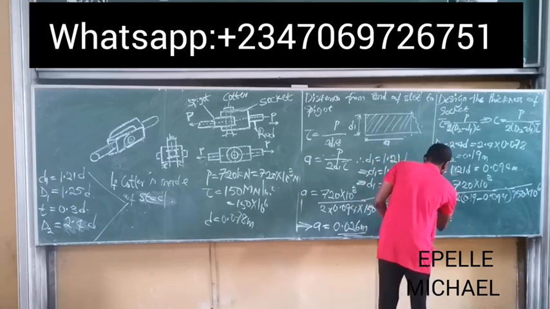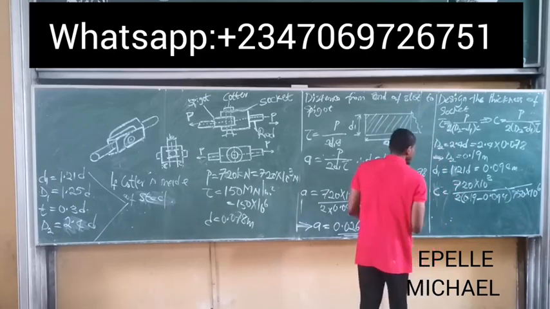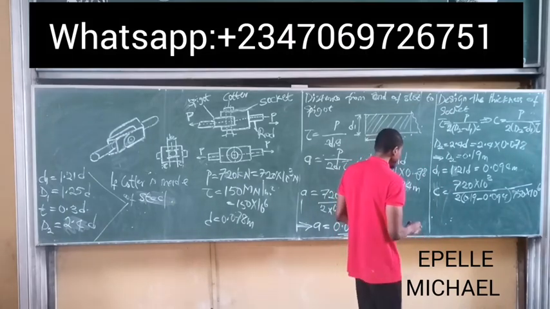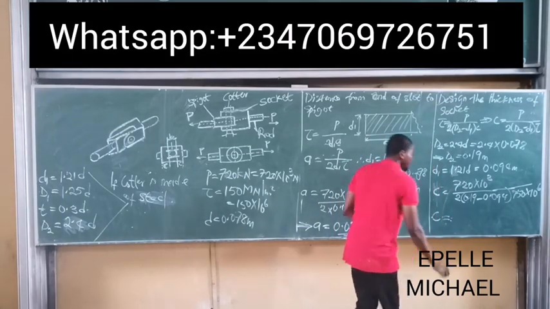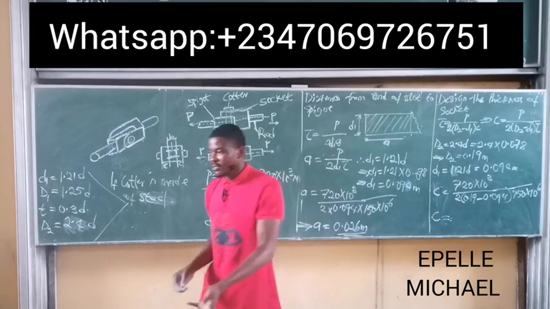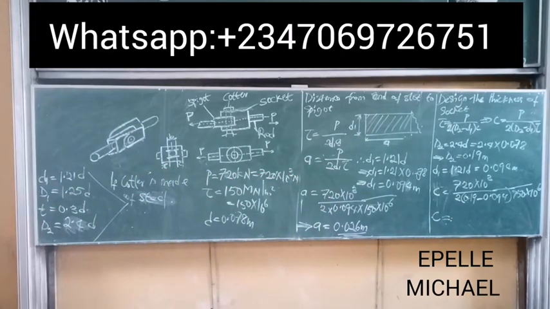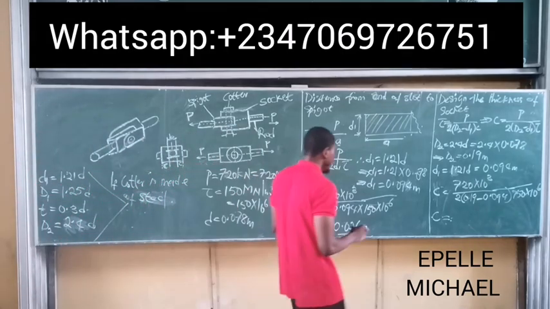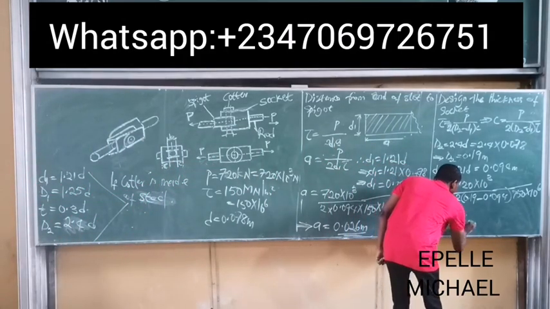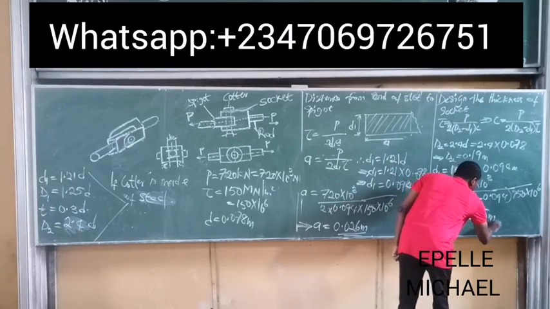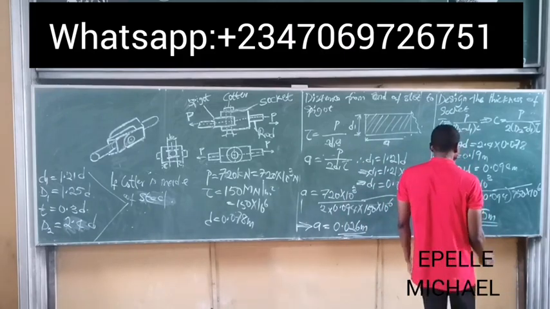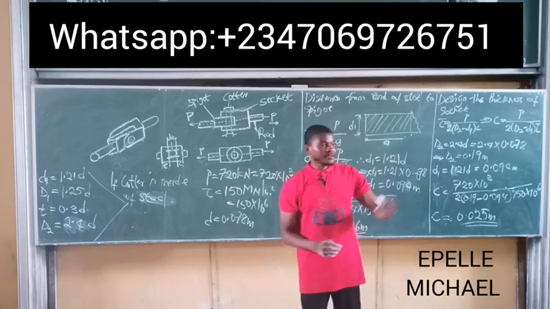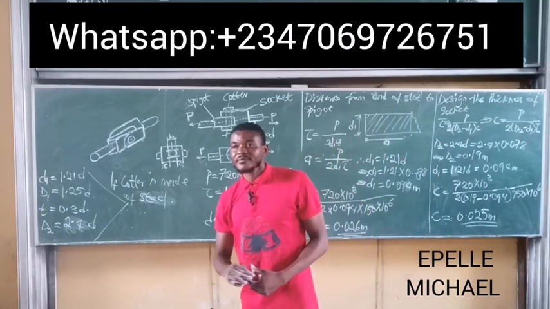This is supposed to be C, the thickness of the cutter. So give me the value C. All right, so C equals 0.025 in meters. So this becomes the thickness of the socket. Yes, that's the thickness of the socket.